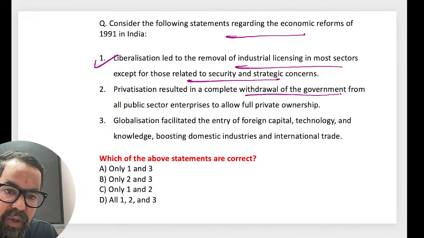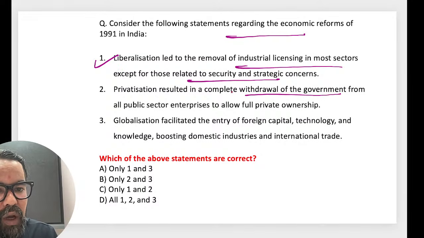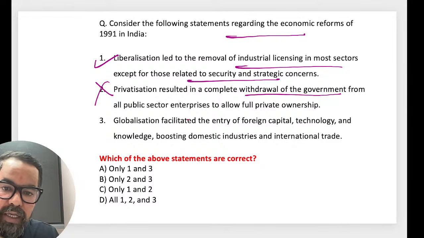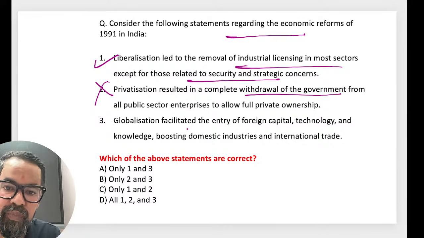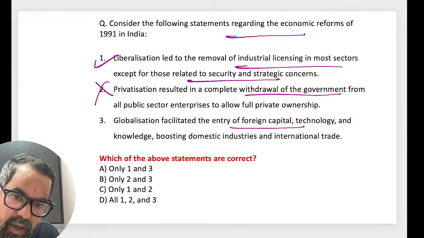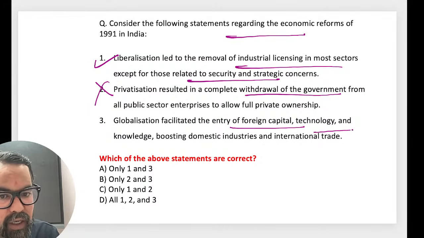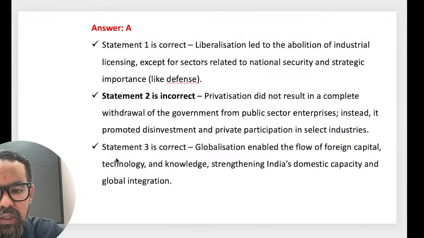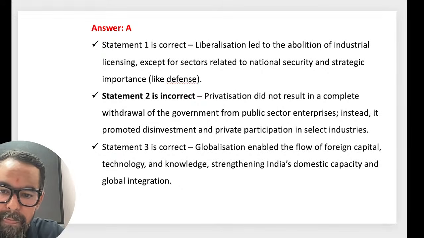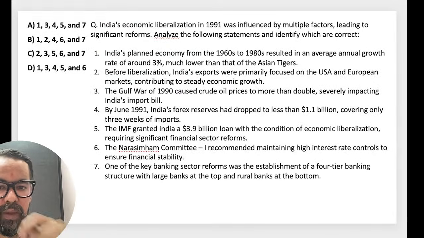Privatization resulted in complete withdrawal of the government ownership. Wrong. We reduce, but there is no complete elimination. Globalization facilitated entry of foreign capital, technology, knowledge. 100% true. 1 and 3. A will be the correct answer for this particular question. Correct, guys? All right. Next one.